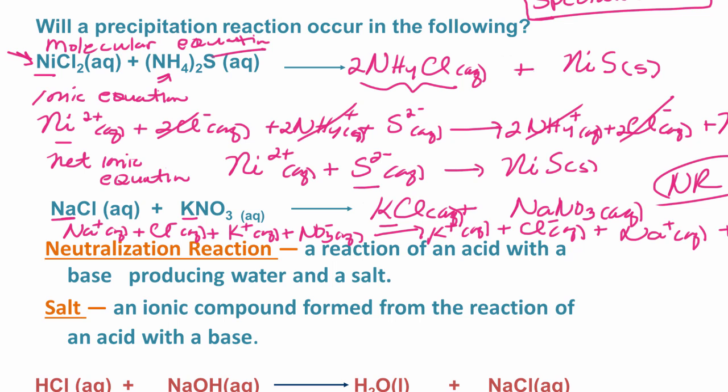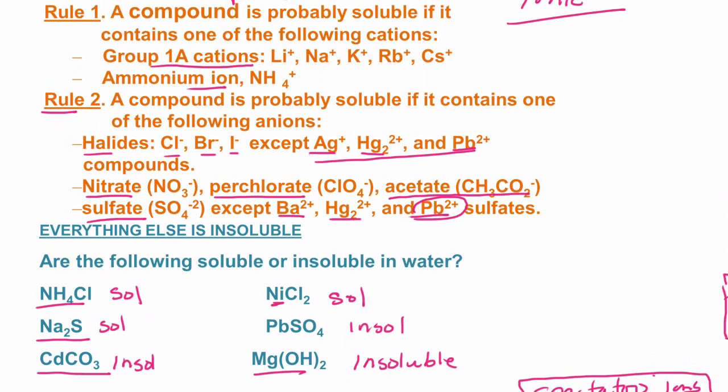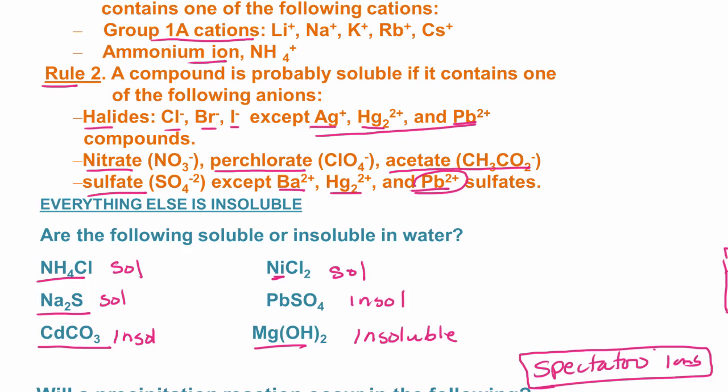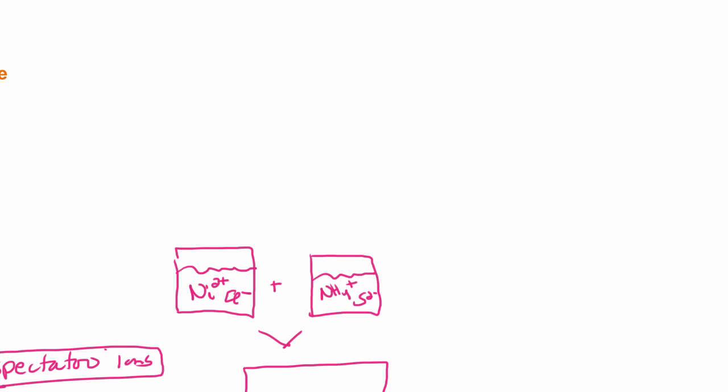Okay? I'm going to do another one for you. And I think I'm going to do it up here. So let's start here. So what happens when we mix lead 2 nitrate with potassium iodide? We know that lead 2 nitrate, all nitrates are soluble. Potassium iodide is soluble. So let's see what happens.